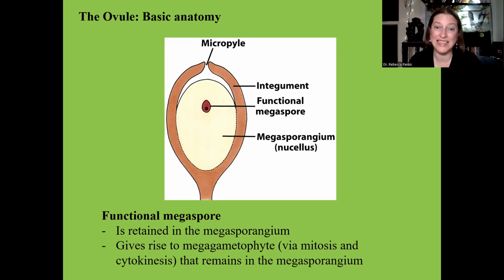The functional megaspore is inside of that megasporangium, and that's what's ultimately going to give rise to the female gametophyte plant, right? Via mitosis and cytokinesis. And that female gametophyte plant is also going to stay inside of the nucellus, inside of the megasporangium.